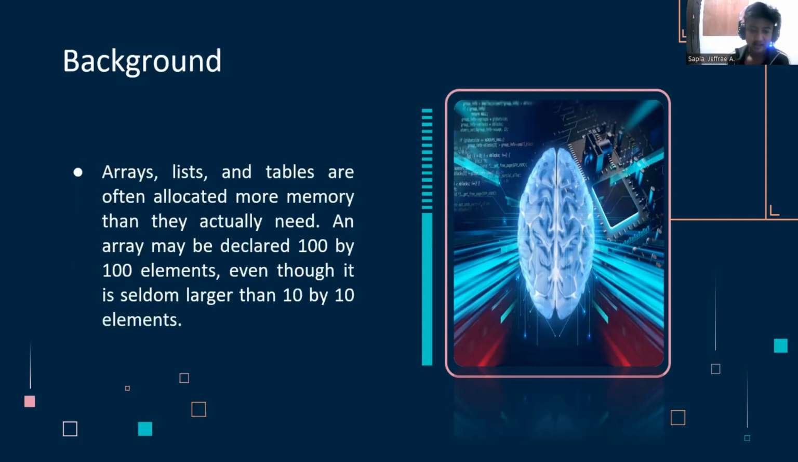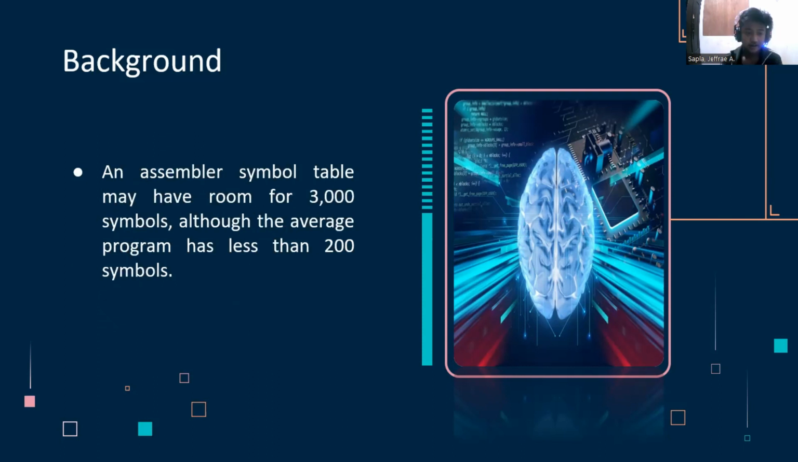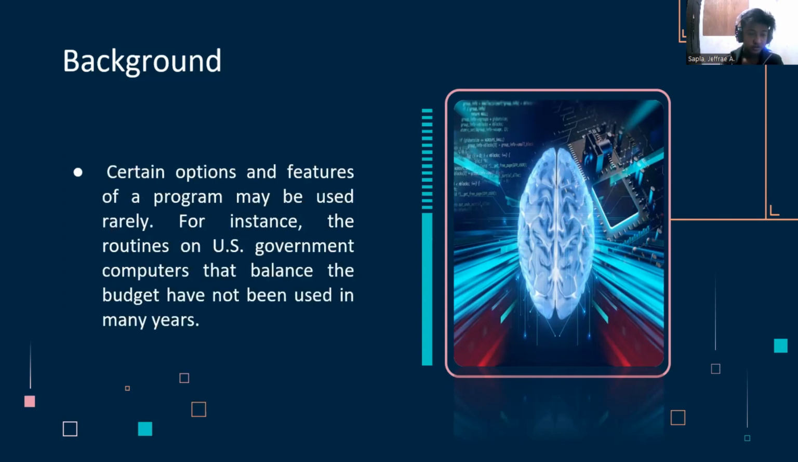Arrays, lists, and tables are often allocated more memory than they actually need. An array may be declared 100 by 100 elements, even though it is seldom larger than 10 by 10 elements. An assembler symbol table may have room for 3,000 symbols, although the average program has less than 200 symbols. Certain options and features of a program may be used rarely. For instance, the routines on US government computers that balance the budget have not been used in many years.